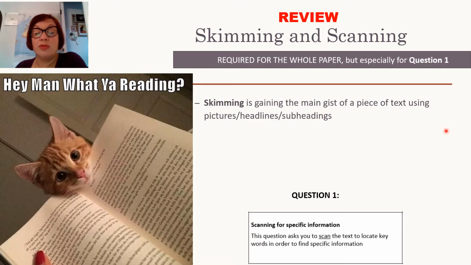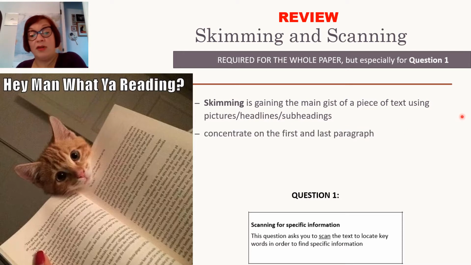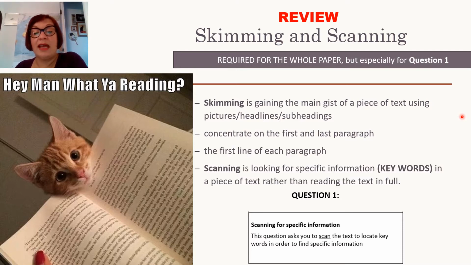So do you remember what skimming is? It's to get the main gist or the main idea of a piece of text. And to do that, you use the pictures, headlines, and subheadings. You concentrate on the first paragraph and the last paragraph, and the first line of each paragraph. And then scanning is to look for specific information, keywords in the piece of text.